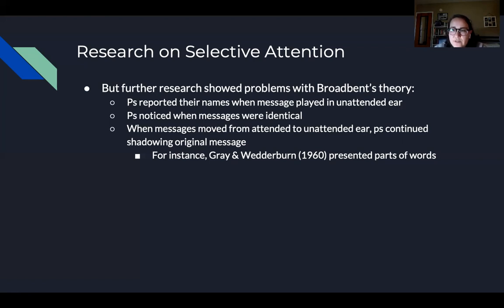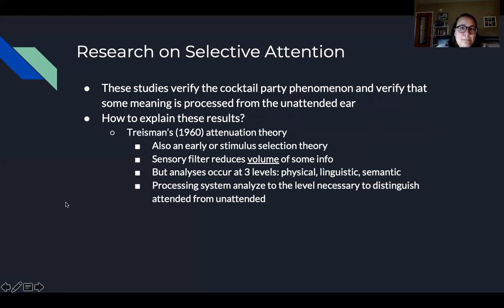This idea of the filter was kind of a nice stepping stone, but we needed more information about how it worked. And so then we had Treisman, who modified Broadbent's concepts. Because of this, her theory is still a sort of stimulus response theory. She said that instead of completely blocking out unattended information, that information had its volume turned down. So we would be able to attend to it, but it would be really difficult because it wasn't very loud, so to speak.